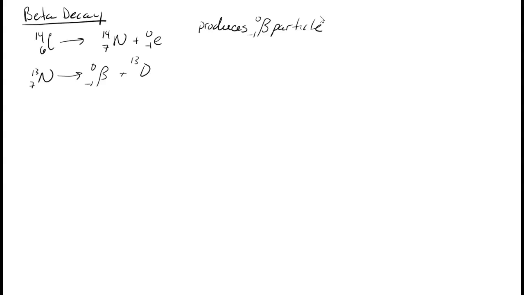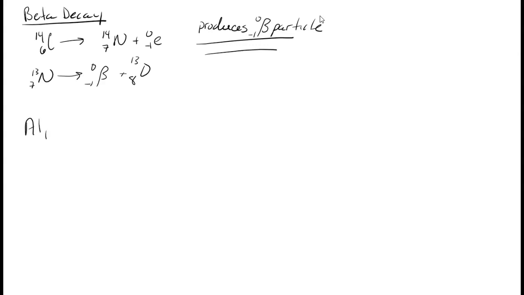the beta particle. Now notice, just as we discussed before, that your masses and your protons must equal on both sides. We have 14 on the carbon side for mass, and then nitrogen 14 plus 0 from the beta particle equals 14. In the reactants at the top, we have 7 minus 1, and that will equal 6 atomic number on the reactant side of the carbon. Okay, but the key here is that beta decay produces a beta particle.